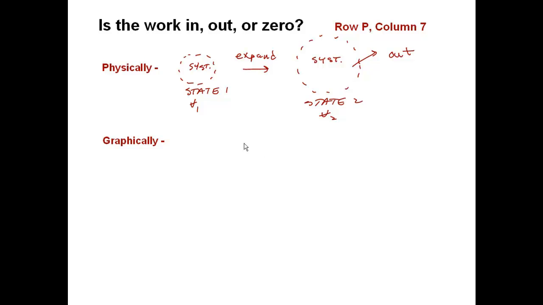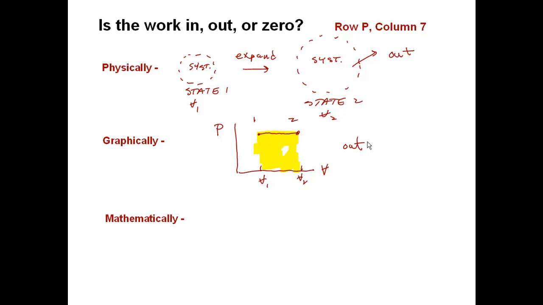So we can also interpret this graphically. And the way to do this is to look at our pressure volume plot. So here we see that in going from state 1 to state 2 at constant pressure, from V1 to V2, that we did work, and the work being the area under this curve. And that area, since we moved from left to right, is also a positive quantity, so we see that the work must be out from that perspective as well.